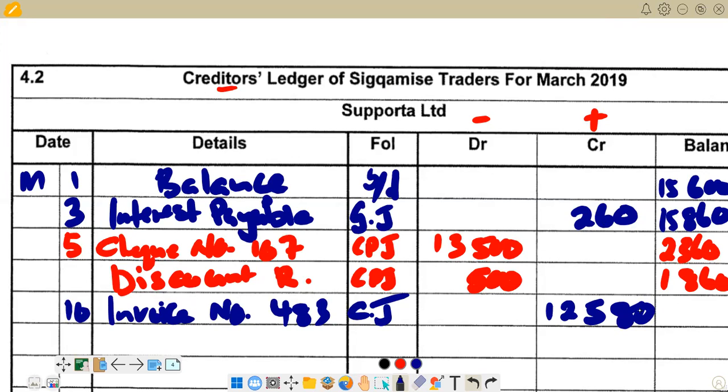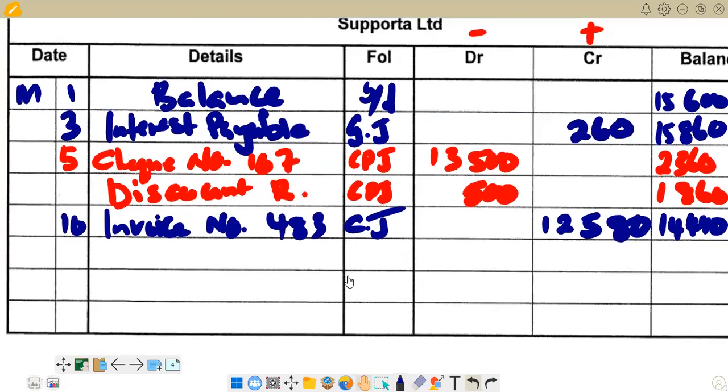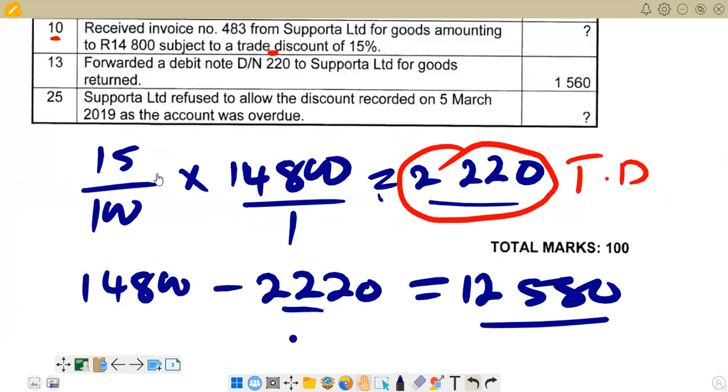Then on the balance part, we are saying 9,860 plus 4,580, we get 14,440. So this is what we have. We go on to check what we have next on the question. We are now on the 13th. Forwarded the debit note DN 220 to Supporter Limited for goods returned.